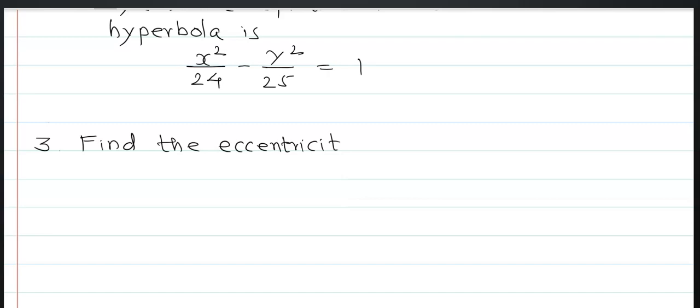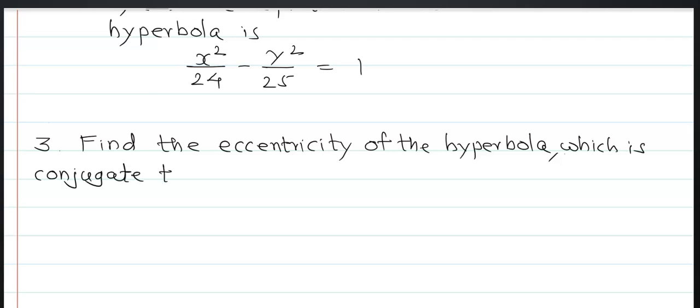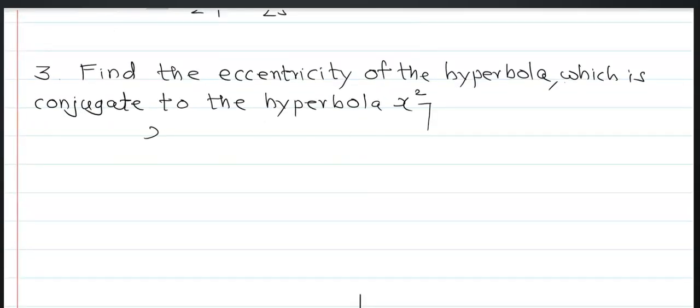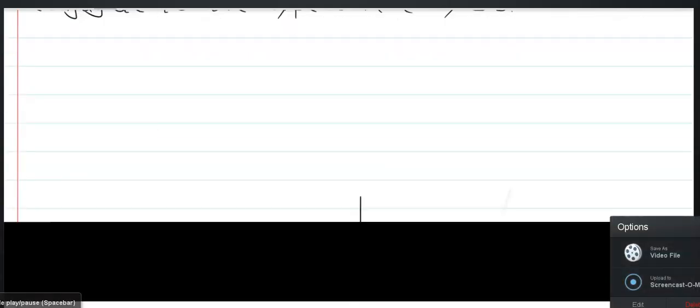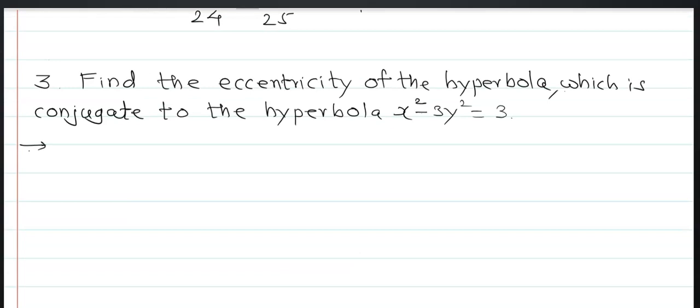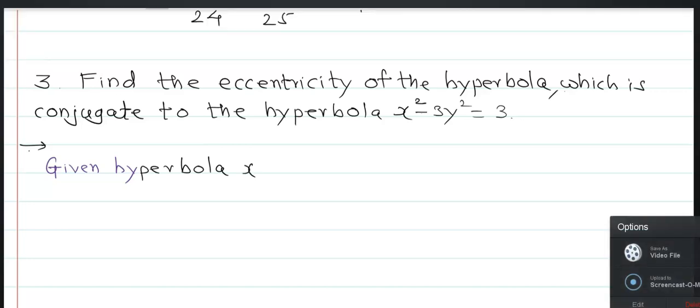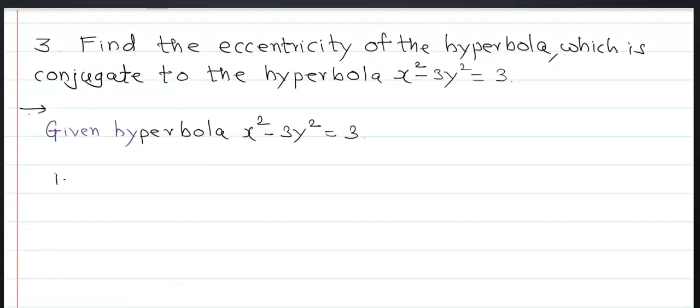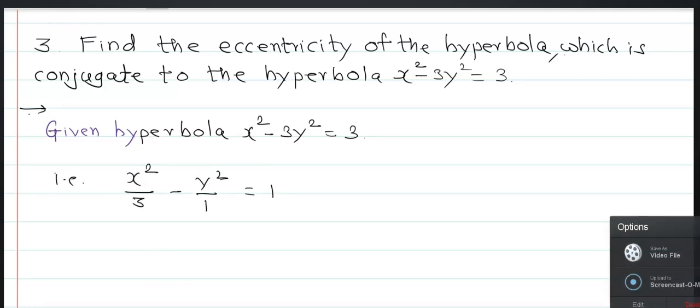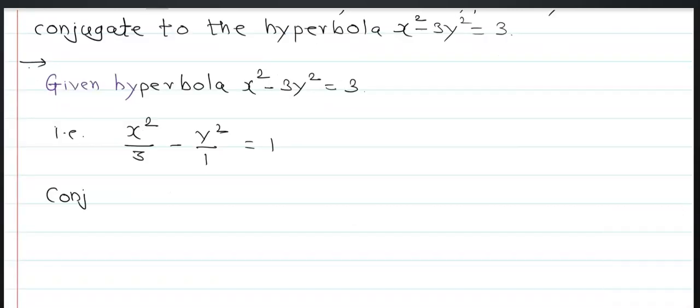Find the eccentricity of the hyperbola which is conjugate to the hyperbola x square minus 3y square is equal to 3. Given the hyperbola x square minus 3y square is equal to 3, x square upon 3 minus y square upon 1 is equal to 1.